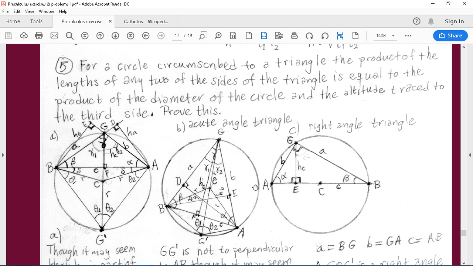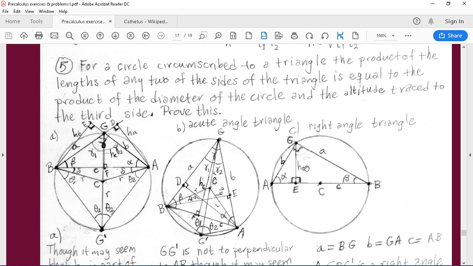Okay, for this problem we have three cases. One is the right angle triangle. So we have the circle circumscribed to a right angle triangle. Here, triangle AGB, with the right angle being the angle AGB. Second case is the acute angle triangle, which is the triangle BGA. And the third case is the obtuse angle triangle, which is the triangle GBA, in which the obtuse angle is the angle AGB.